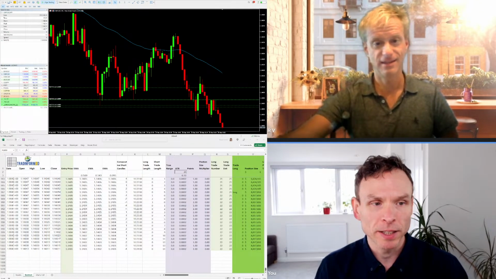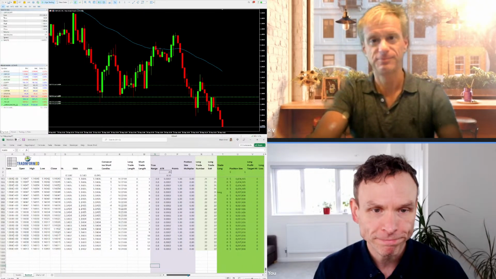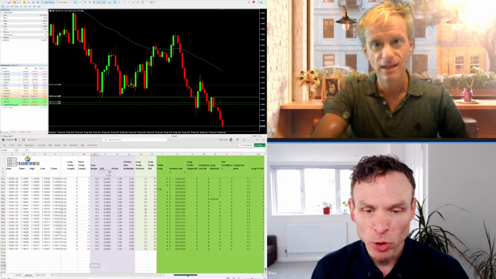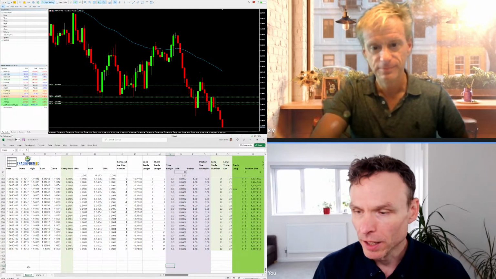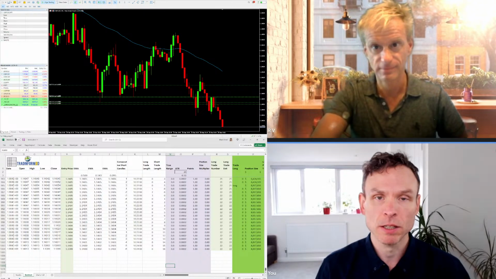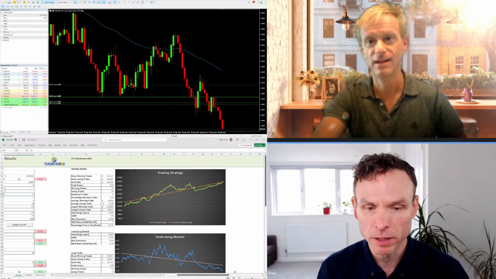So on the bottom left hand side of the screen you can see the trading model. Looks pretty much the same as normal, but I have made a couple of changes, in particular to the market that we're looking at. We're looking at cable today and to our strategy too. So I'll explain more about that in a moment.